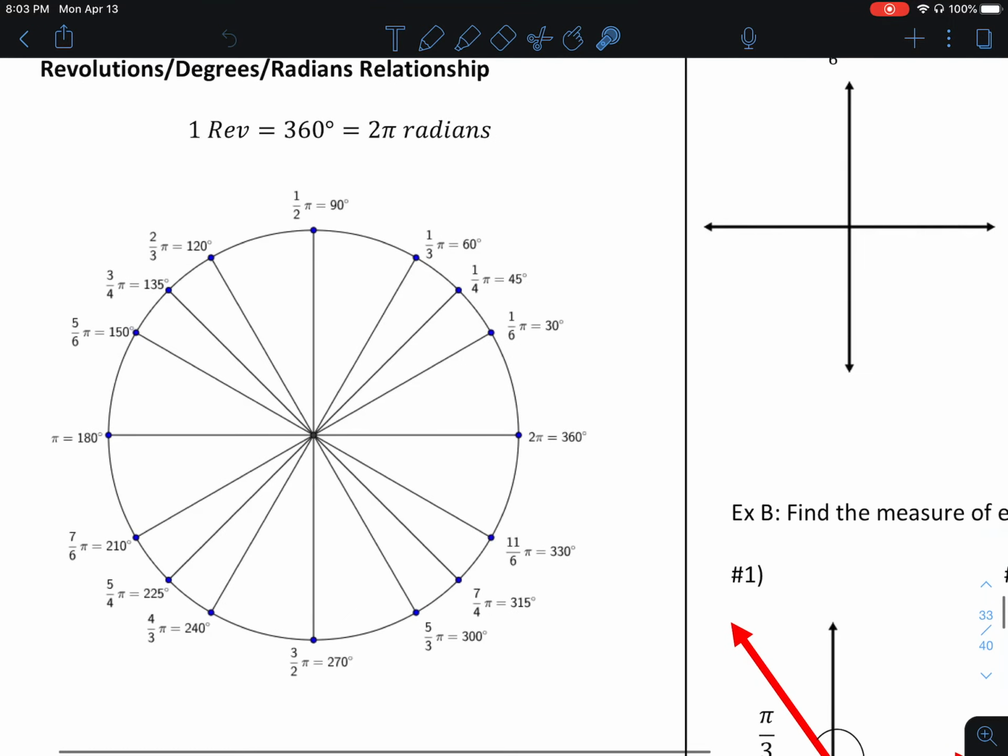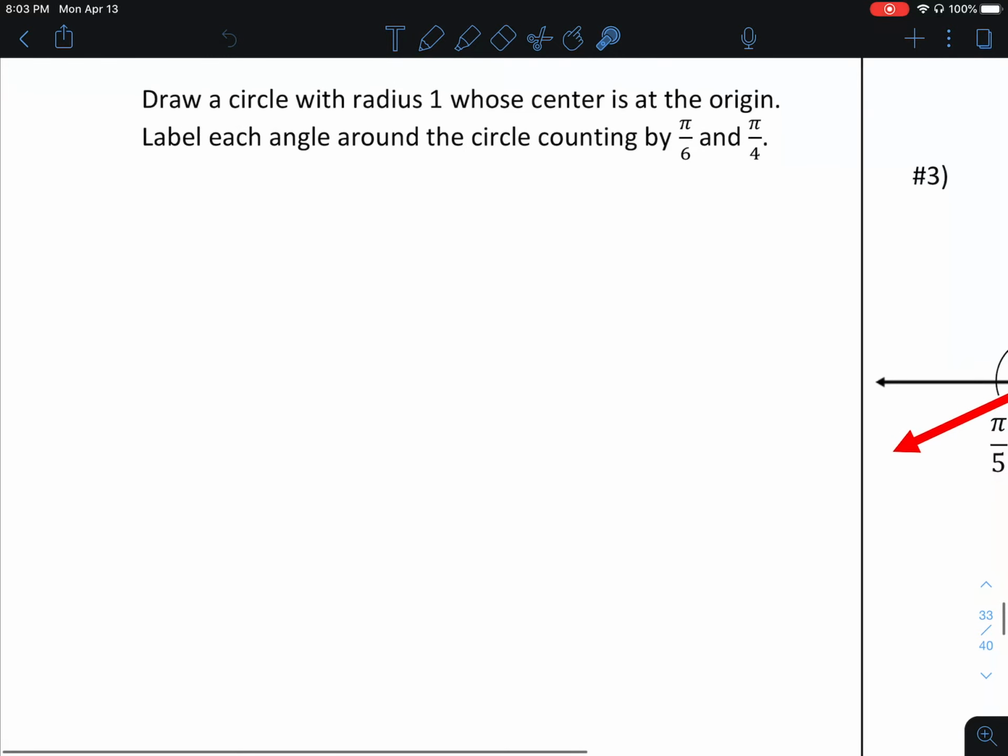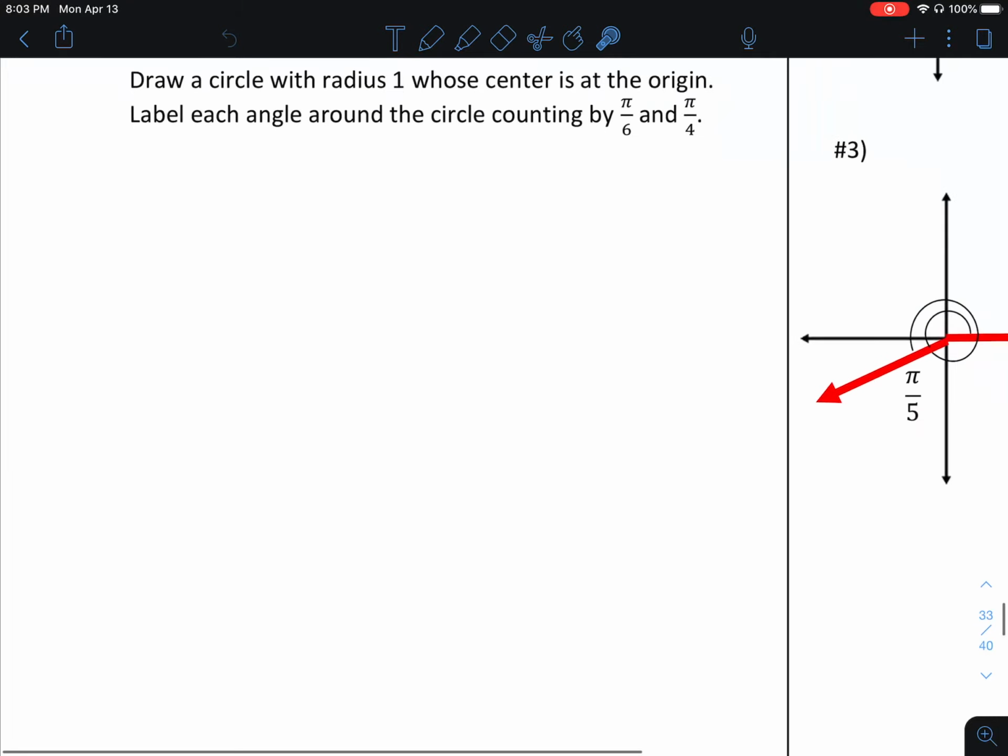If you were ever asked to label a circle whose center is at the origin and radius is 1, that's called a unit circle, measuring by pi over 6, which is the same as 30 degrees, and measuring by pi over 4, which is the same as 45 degrees. So let's check this out. Draw a circle with radius 1 whose center is at the origin. Label each angle around the circle counted by pi over 6 and pi over 4.